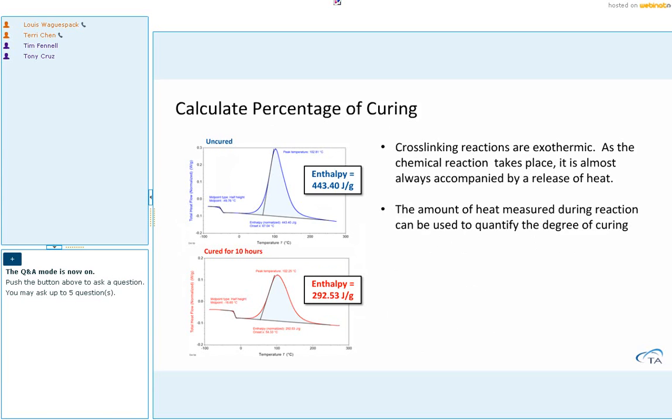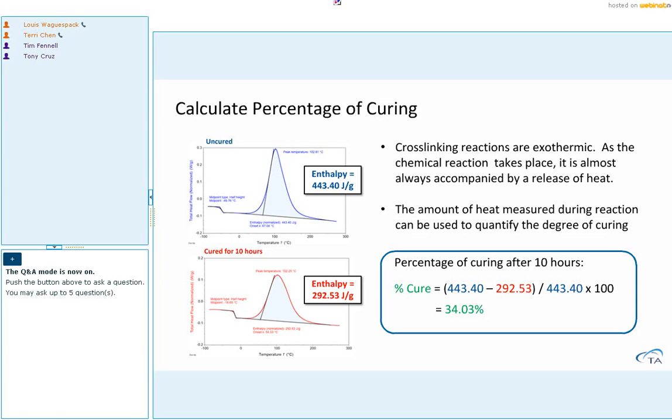Cross-linking reactions are exothermic. As the sample cures, it is almost always accompanied by the release of heat. Therefore, in a DSC temperature scan, curing reactions show an exothermic peak in the heat flow curve. By integrating the area of the peak, we can calculate the curing enthalpy. This enthalpy can be used to quantitatively measure the degree of curing.